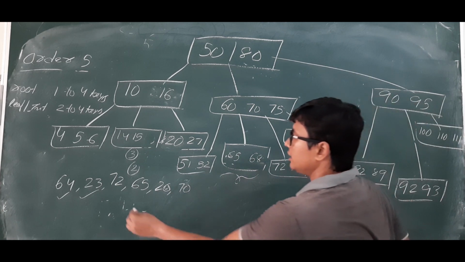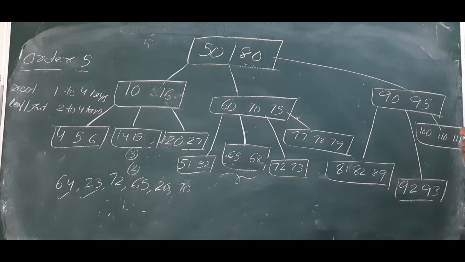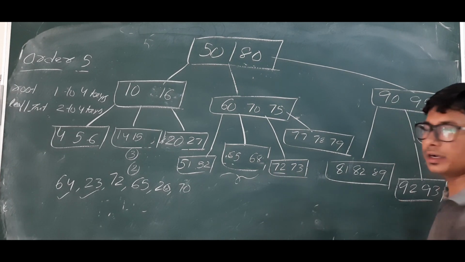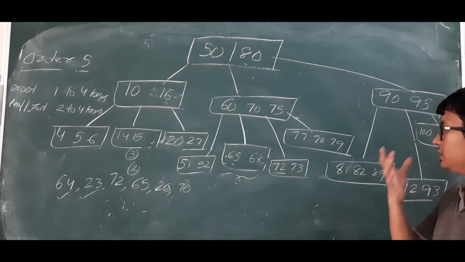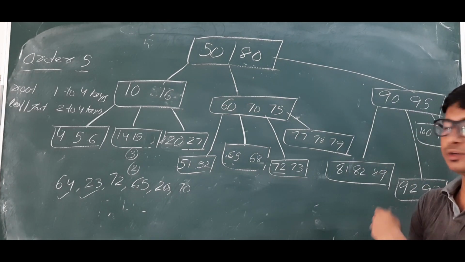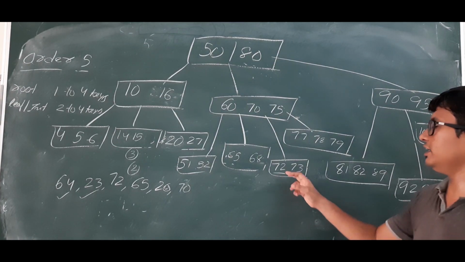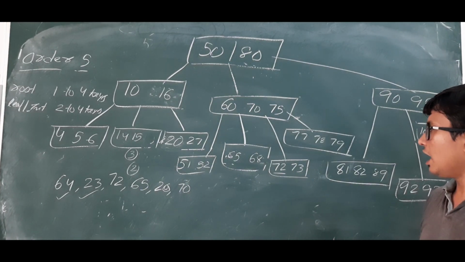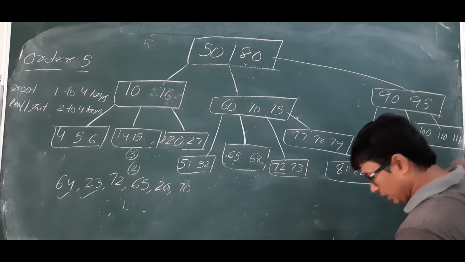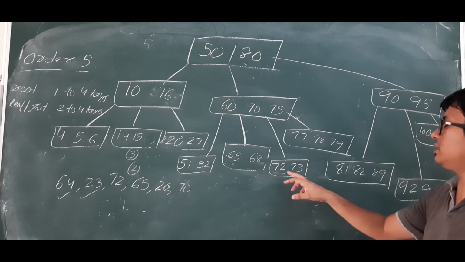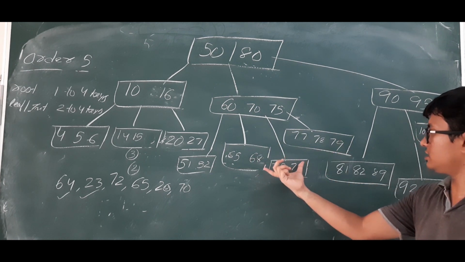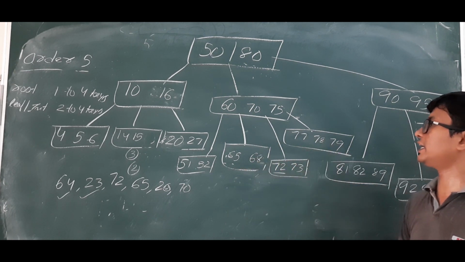Now I want to delete the element 72. Where the element 72 is there? The element 72 is here. Okay, the element 72 is there. Can I delete 72? No, I cannot delete 72 directly, because if I delete 72, it will go for the underflow condition. Okay, if it is going for that one, so what I have to do? I have to check whether it has a left sibling or right sibling. For this node, you have the left sibling and right sibling.